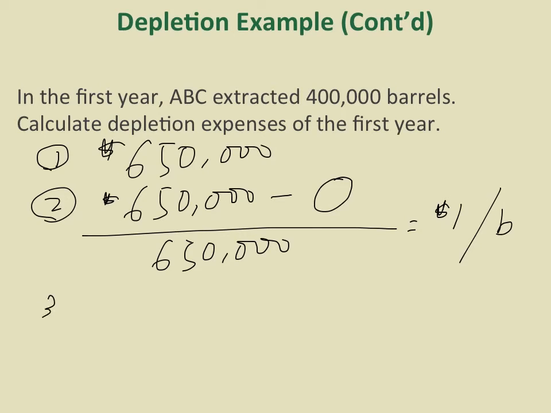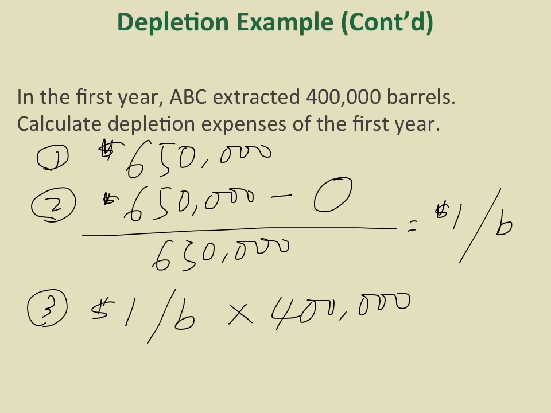In the third step, we can calculate depletion expenses of the first year. That is $1 per barrel times the 400,000 barrels of oil extracted in the first year. That gives us a depletion expense for the first year of $400,000.